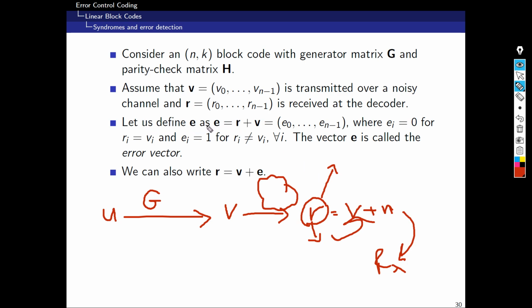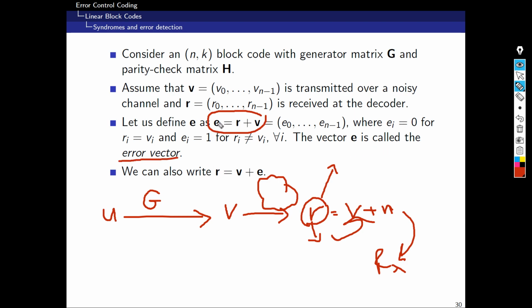Let us define E, which is the error vector. E is equal to R plus V, which is the error caused by the channel. The noise produced by the channel can flip the bit from 0 to 1 or from 1 to 0, where E_i is equal to 0 for R_i equal V_i, and E_i equal 1 for R_i not equal to V_i, for all i values. The vector E is called the error vector.